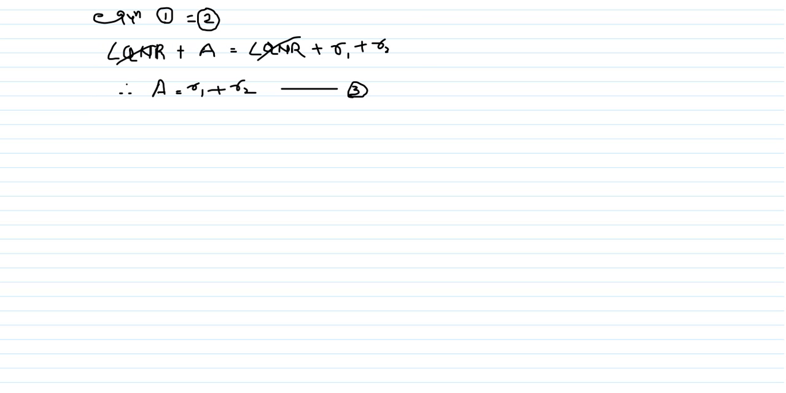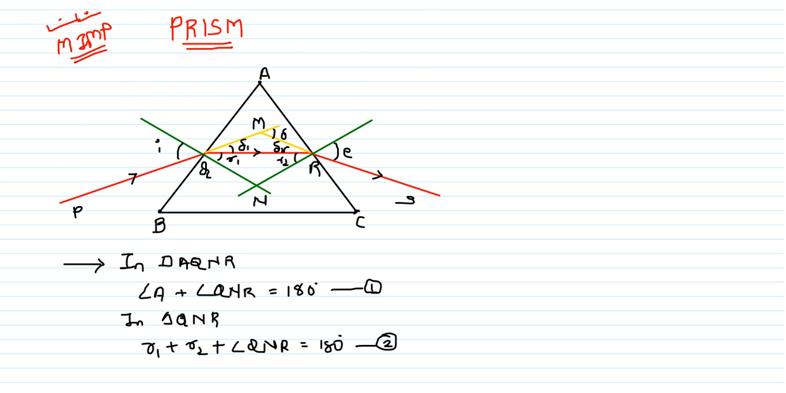Okay, so once again we come to our diagram. Now see here, in this triangle MQR, delta is the external angle. So delta is equal to delta 1 plus delta 2. Another thing: I is equal to delta 1 plus R1. So delta 1 is I minus R1. In a similar way delta 2 is equal to E minus R2, right. This is what we are going to do.